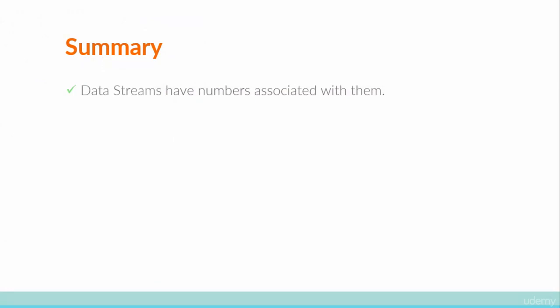But in summary, what you've seen in this video is, first of all, that data streams have numbers associated with them. Data stream number 0 is standard input, data stream number 1 is standard output, and data stream number 2 is standard error. You can use these numbers to access the specific data streams that you want for redirection. In this video, you've seen how to redirect standard output, which is data stream number 1, and it's probably the one that you will be using most of the time.